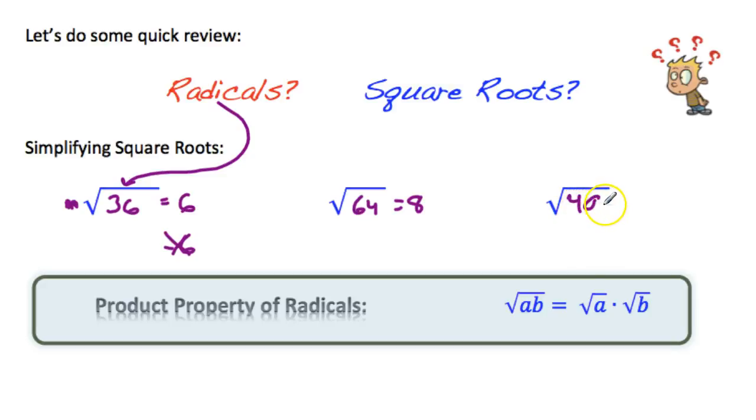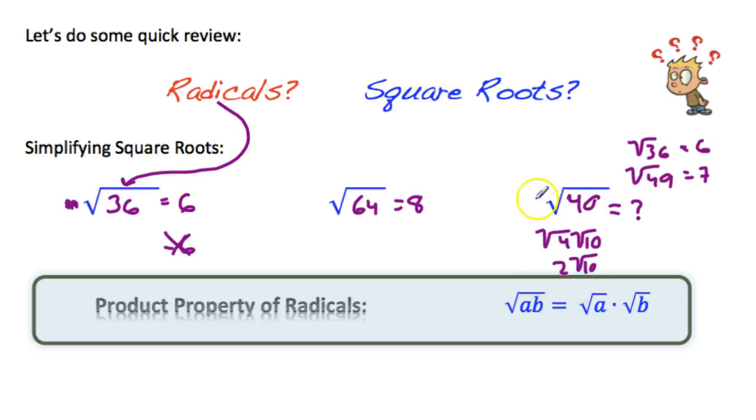So that's what we're going to do today. We're going to be able to simplify this. You might think, okay, well, I know the square root of 36, that's 6, and the square root of 49, that's 7. So the square root of 40 must be between these two, probably closer to 6, but you really don't know. We're going to use the product property of radicals to simplify this. Off the top of my head, I'm going to say that this is the square root of 4 times the square root of 10. The square root of 4 is 2, times the square root of 10. This process right here is what we're going to do today. So that's it. Let's go.